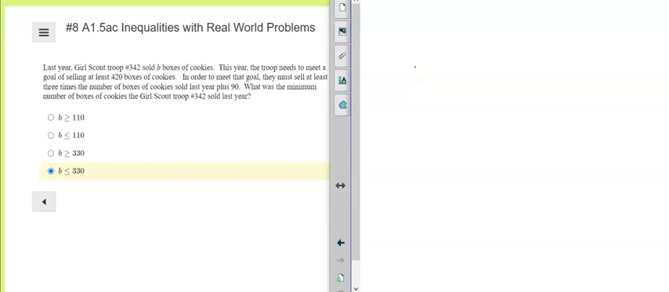So the number of cookies they're going to sell is b, and whatever they sell has to be greater than or equal to 420 boxes. In order to meet this goal, they must sell at least 3 times the boxes of cookies that they sold last year plus 90. So this is my inequality right here that I'm going to solve.